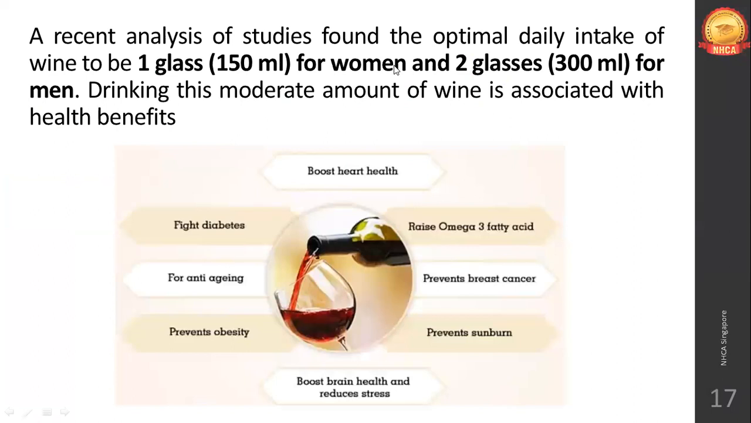So regarding red wine, recent analysis of studies has found that the optimum daily intake of wine is around 1 glass, 150 ml for women, and 2 glasses, 300 ml for men. Drinking this moderate amount of wine is associated with health benefits.